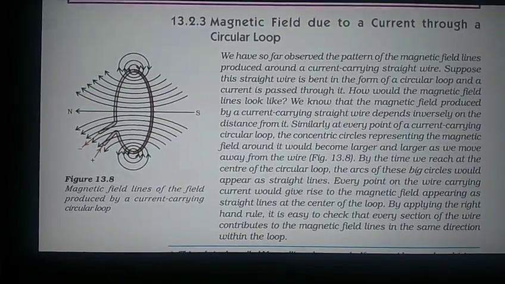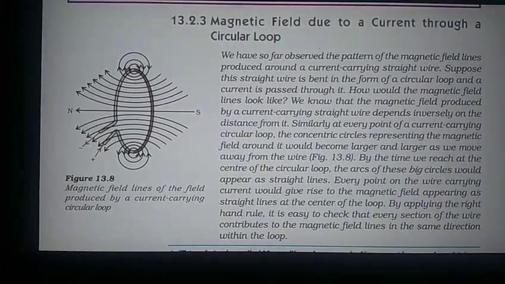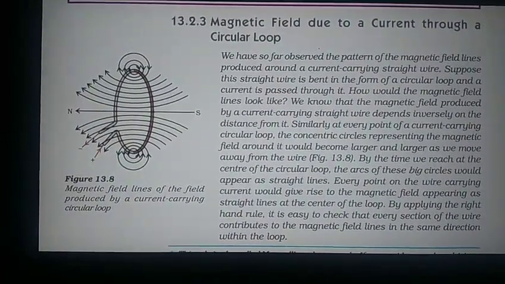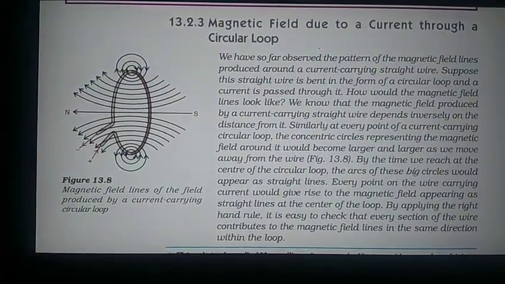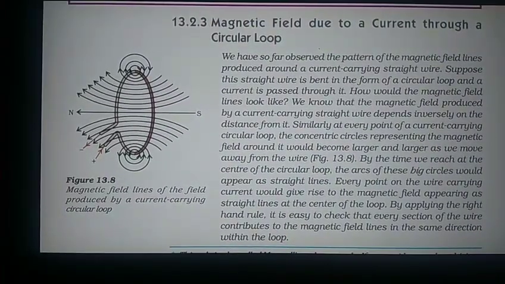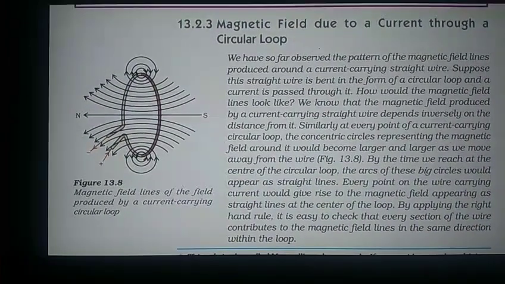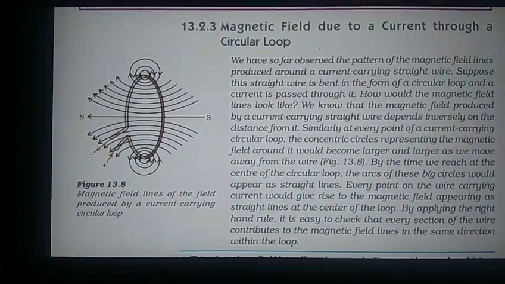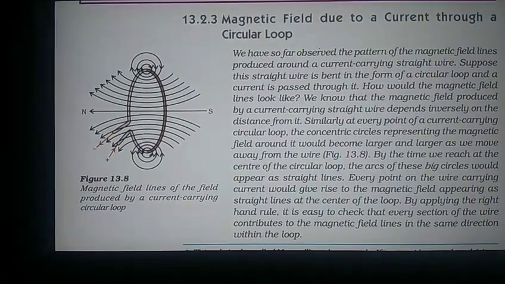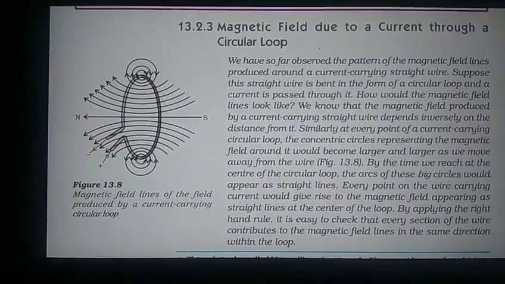Let us see. We have so far observed the pattern of the magnetic field lines produced around a current carrying straight wire. Suppose this straight wire is bent in the form of a circular loop and a current is passed through it. How is the current passed through it? The two ends of the copper wire are connected to a battery, then the current can pass. So now, how do the magnetic field lines look?